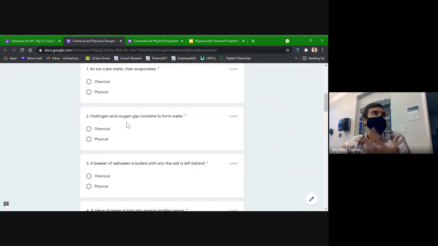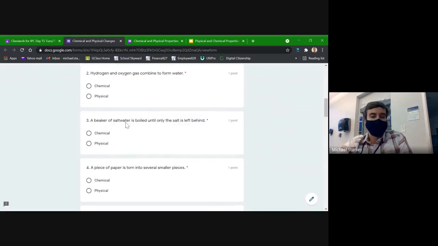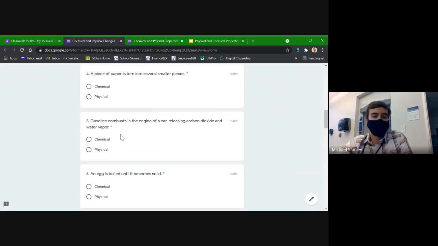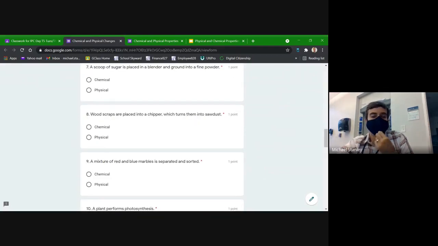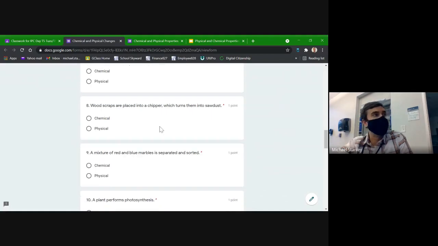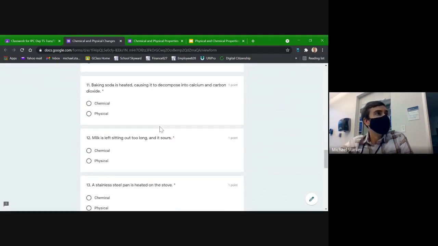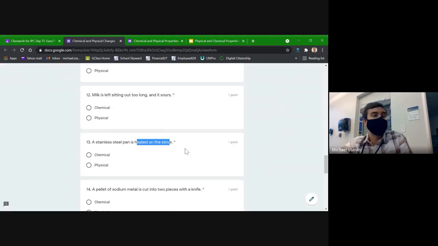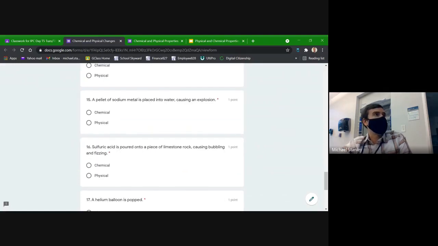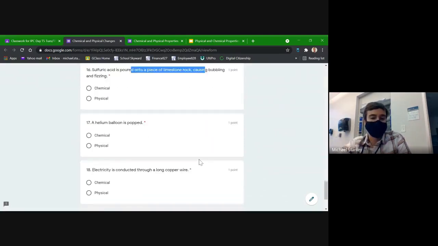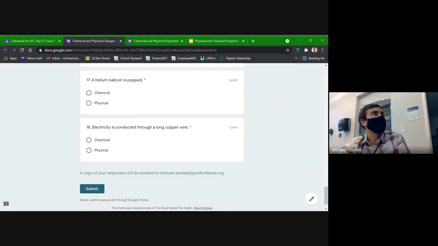So hydrogen and oxygen combine together. Gasoline combusts in a car. Wood scraps are turned into sawdust in a wood chipper. You heat up a stainless steel pan on the stove. You pour acid onto some rock and it causes a whole bunch of bubbles and fizzing to appear. You pop a helium balloon. So there's 18 of these guys.